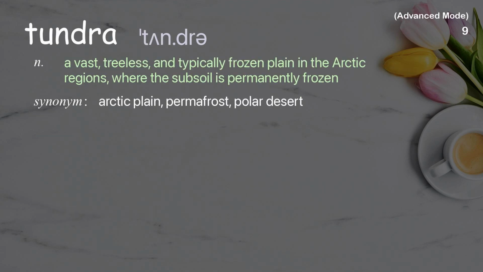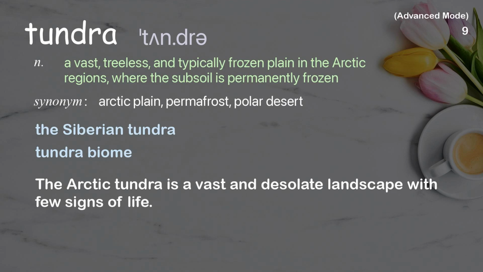Tundra. A vast, treeless, and typically frozen plain in the Arctic regions, where the subsoil is permanently frozen. Examples: The Siberian tundra. Tundra biome. The Arctic tundra is a vast and desolate landscape with few signs of life.